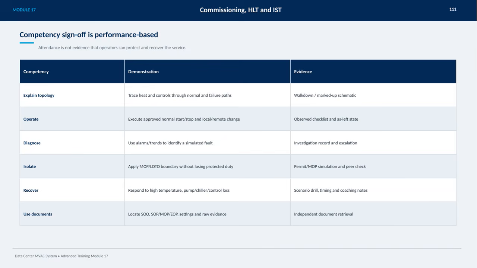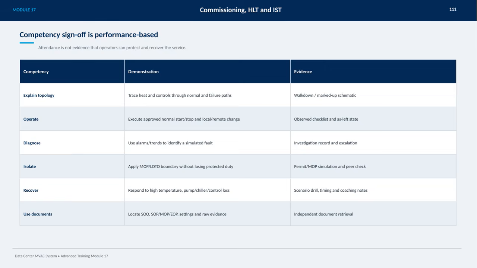They need to operate the system by executing approved start and stop procedures, whether local or remote, with observations recorded on checklists and confirming the as-left state. Diagnosing faults is another key competency, using alarms and system trends to identify simulated issues, documented through investigation records and proper escalation. Isolation skills require applying MOP and LODO boundaries without disrupting protected duties, demonstrated through permit simulations and peer checks. Recovery is tested by responding to scenarios like high temperatures or equipment loss, evaluated through drills and timing notes.